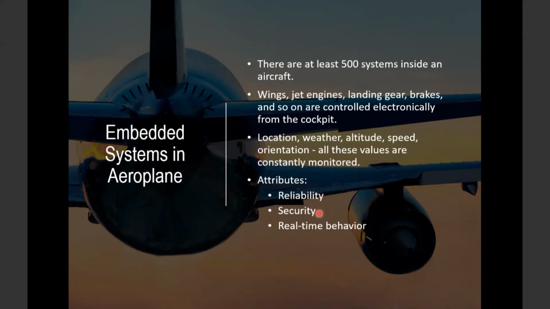Then the security. Why security? Because another attribute is security. This is to avoid any hijacking or hacking to control the aircraft from below or from other sides. So that's why you need to make sure that the security is strong. Your embedded system has these securities for these aeroplanes, and it has real-time behavior. So the aeroplane must have real-time behavior.